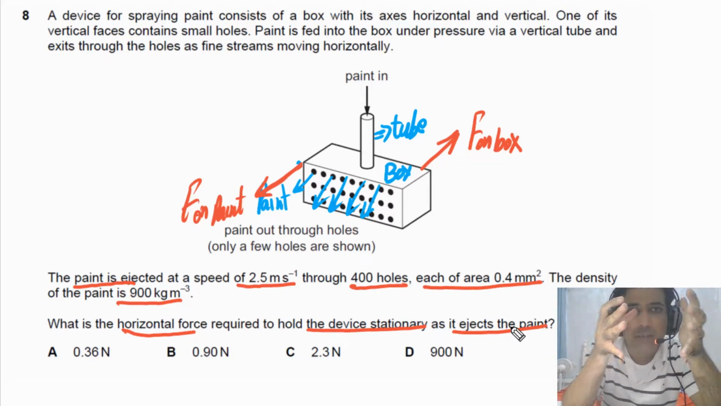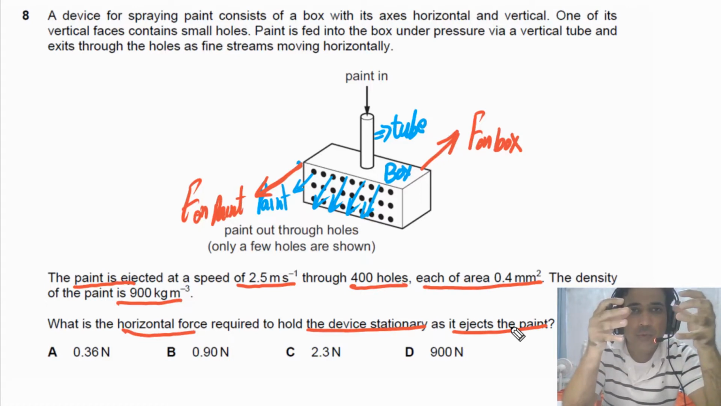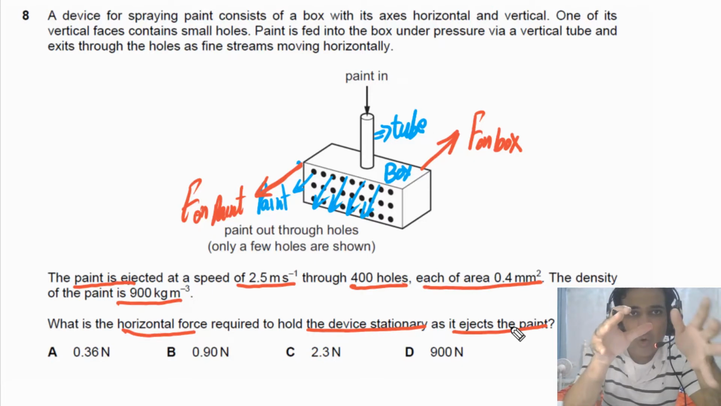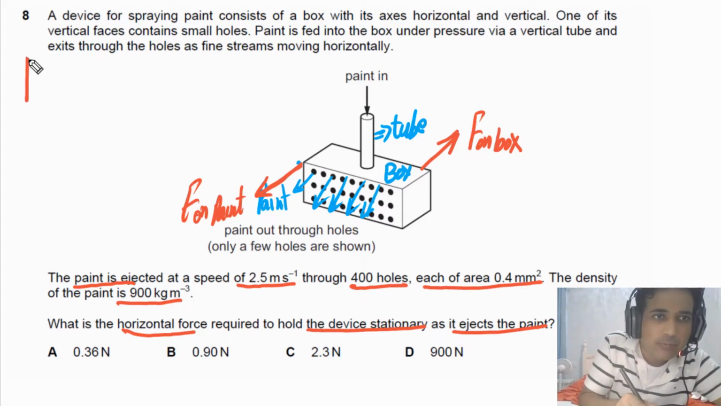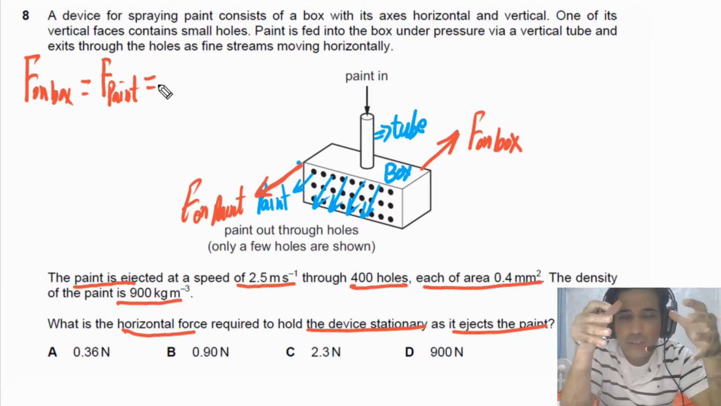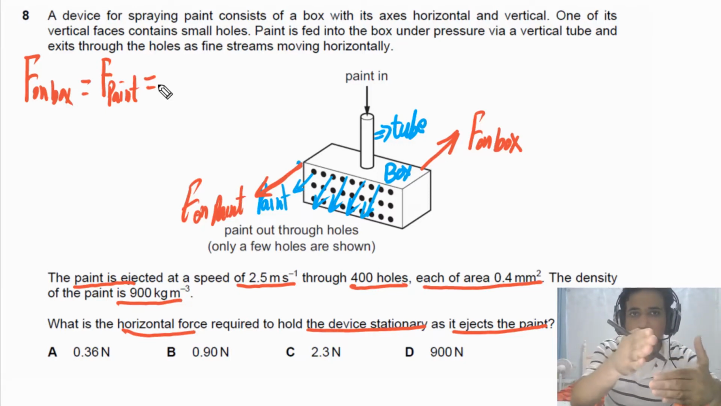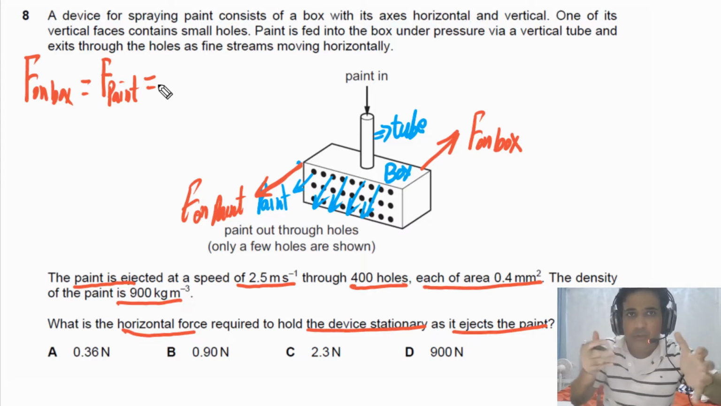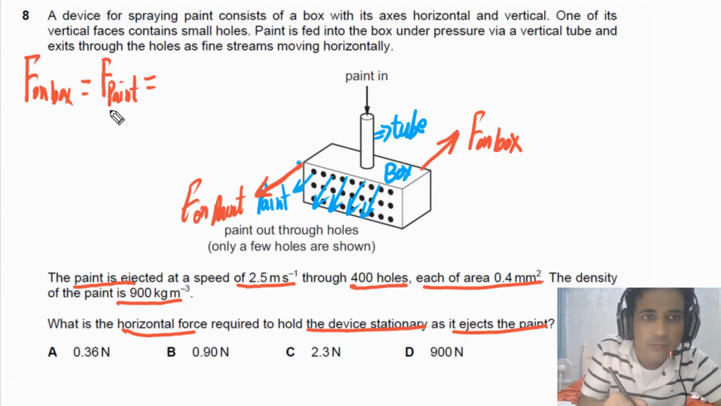We need to hold this device stationary. So imagine as the paint goes in this direction, the box will go in the opposite direction. So we need to hold the box stationary. So we need to apply a force in the opposite direction of the force on the box. In this case, simply we can say the force on the box is equal in magnitude to the force on the paint. So these two forces are equal in magnitude but opposite in direction. So when the paint goes this way, the box will go in the opposite direction. We need to hold the box stationary, so we need to apply a force in the direction of the paint to hold this one stationary. So simply we need to find out the force on paint.